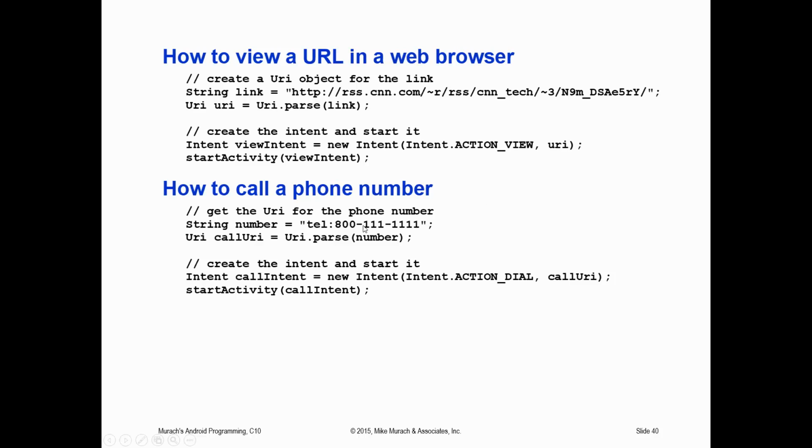Now, this second example shows how to use an implicit intent to dial or call a phone number. The action is similar to viewing a web page in a browser, but there are three primary differences. First, the string that specifies the URL, which started with HTTP, must start with tel. Second, the first parameter must be action dial. And third, if you use the action call, you must add the call phone permission in the Android manifest XML file. So you actually can call from here.